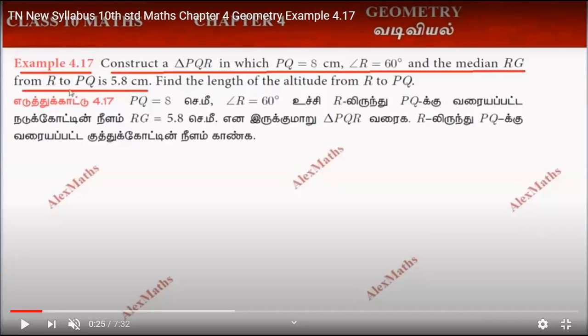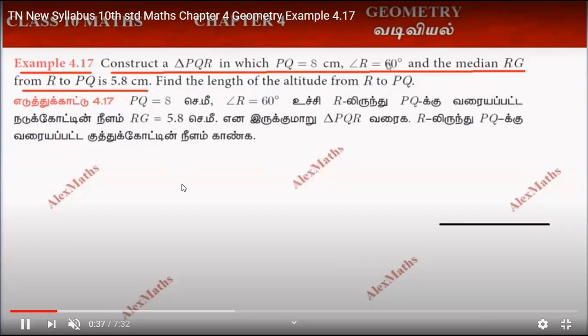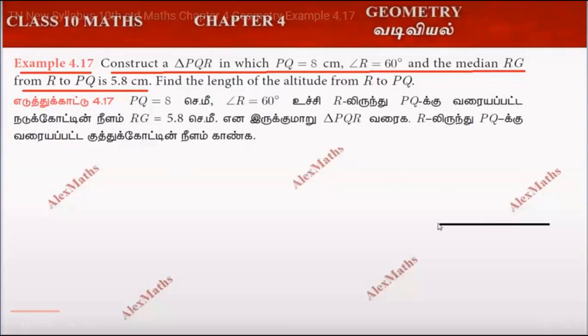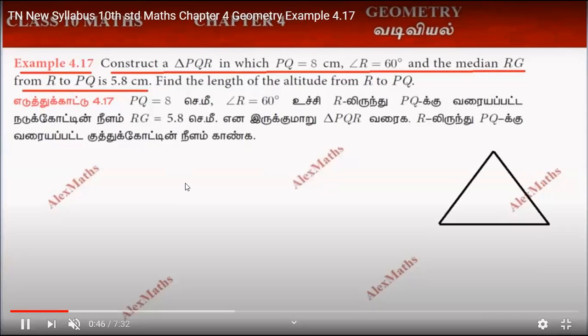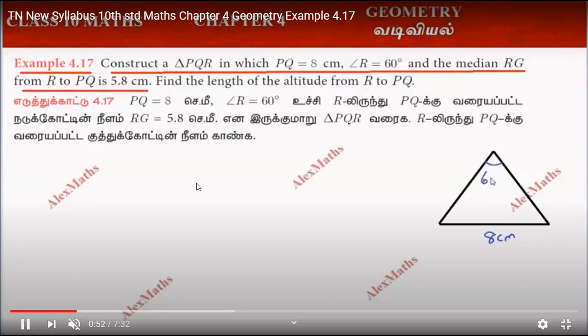Rough diagram. Okay, here you see PQ is the base of length 8 centimeter. Then angle R is equal to 60 degree. From R to PQ, the length RG is 5.8 centimeter. That we are marking in the rough diagram.